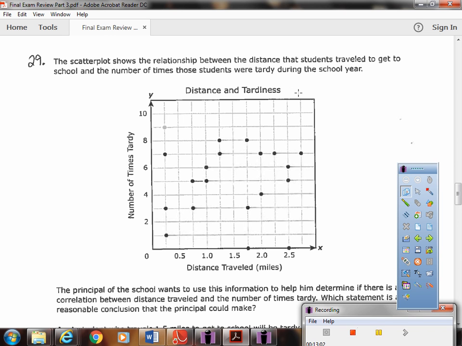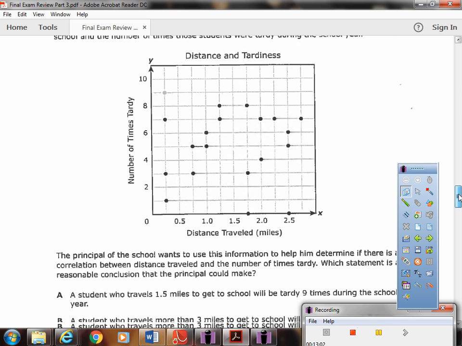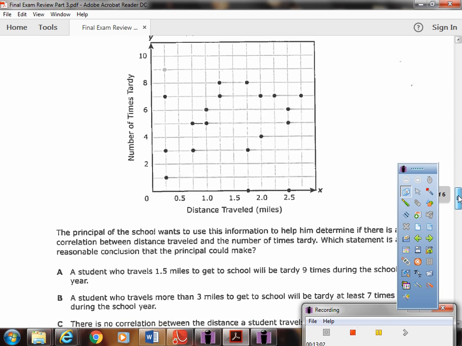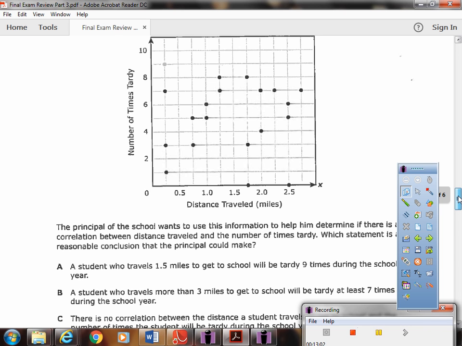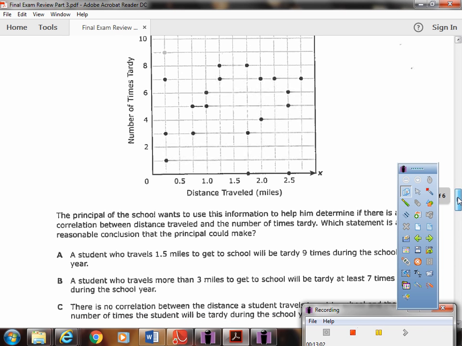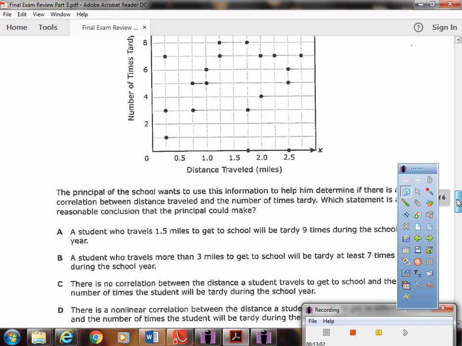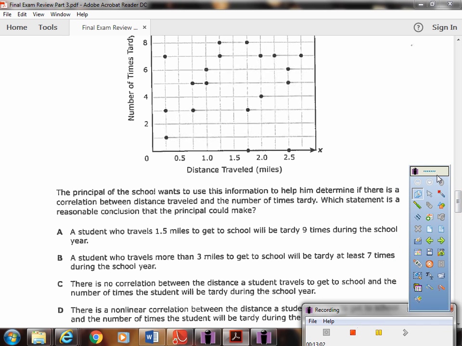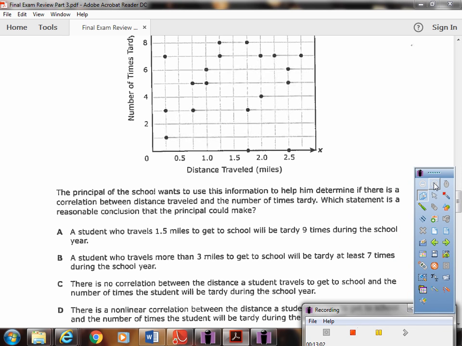The scatter plot shows a relationship between the distance that students travel to get to school and the number of times those students were tardy during the school year. The principal of the school wants to use this information to help him determine if there is a relation between distance traveled and the number of times tardy. Which statement is a reasonable conclusion that the principal could make?